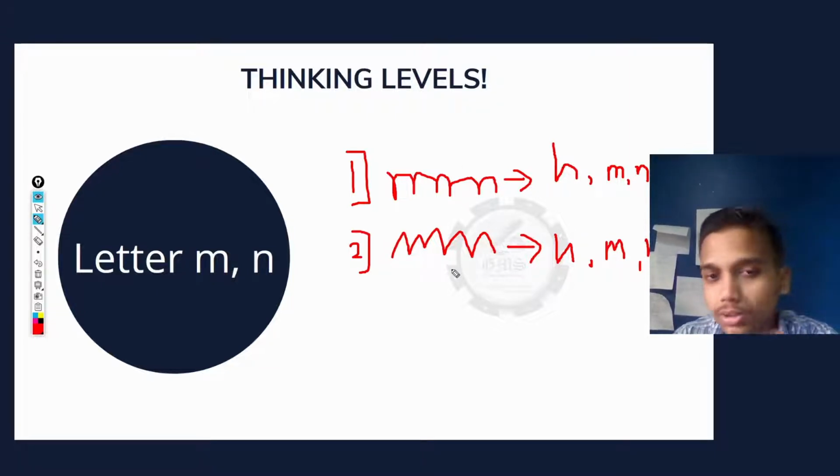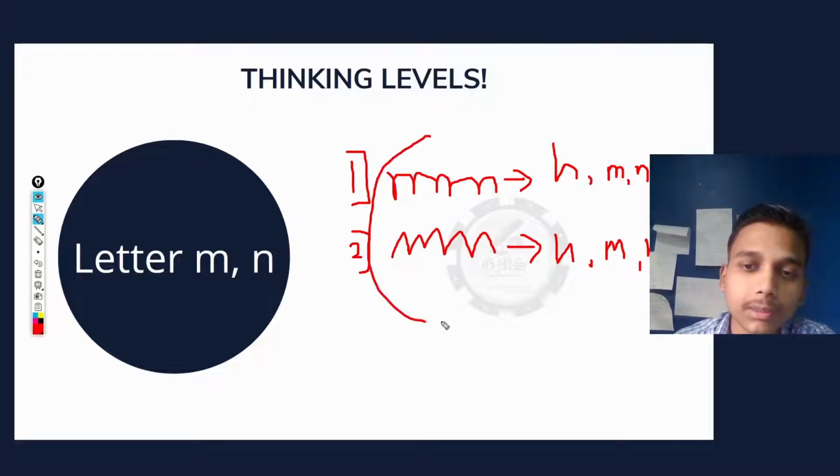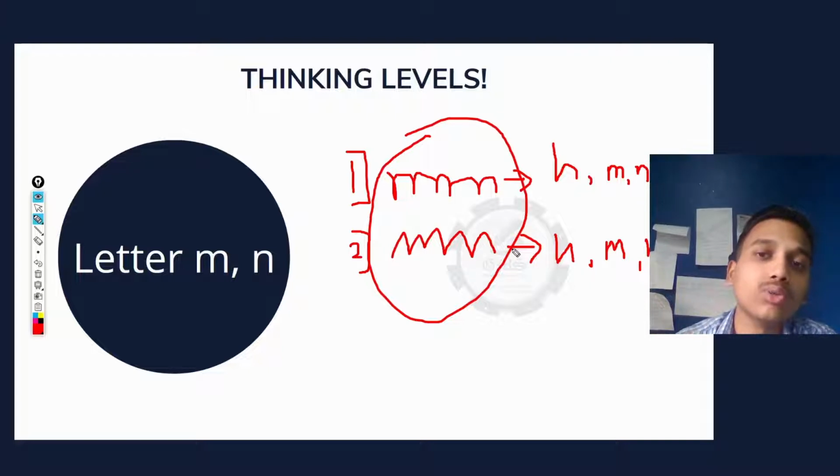Okay, so this was a short intro about the thinking levels. Just keep this concept in mind, that there are two types of writing a letter. One is rounded, like here, and one is angular, like here, and each says something about the writer. And of that we are going to study M and N rounded and M and N pointed for thinking level specifically.